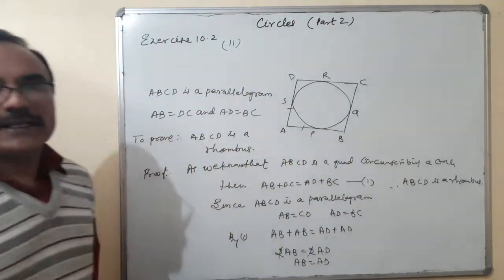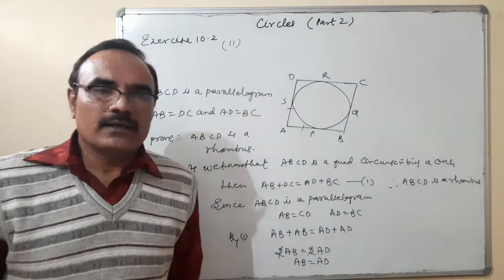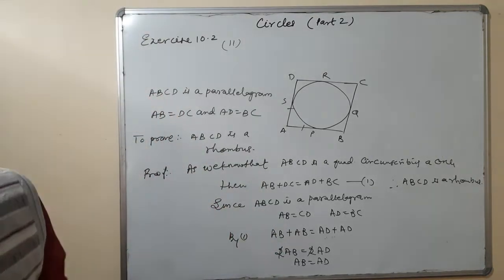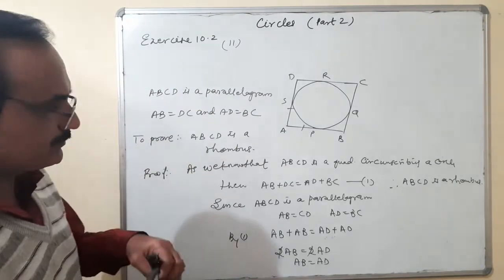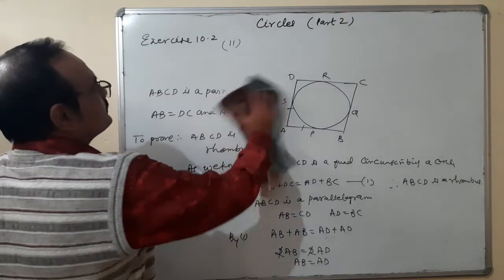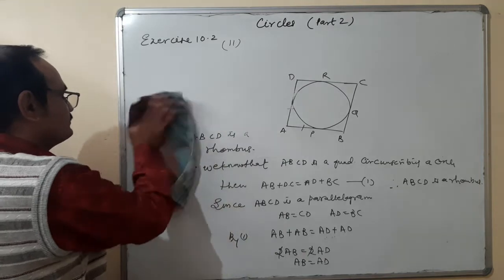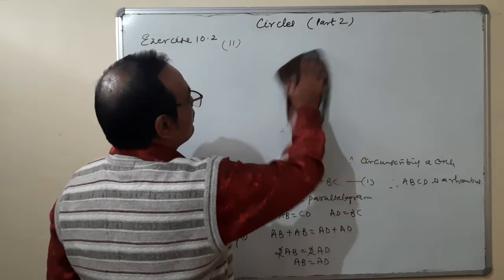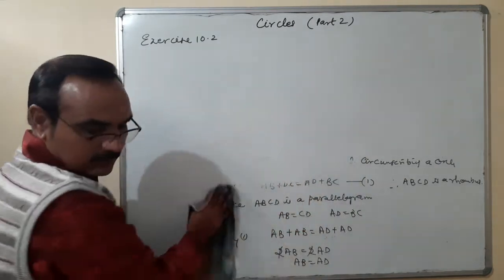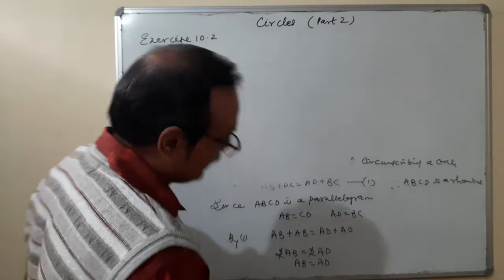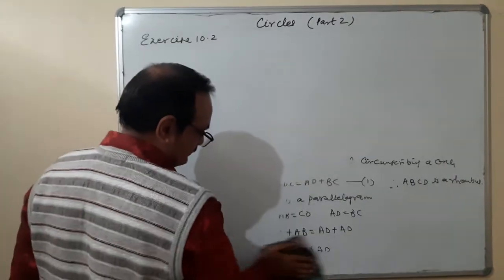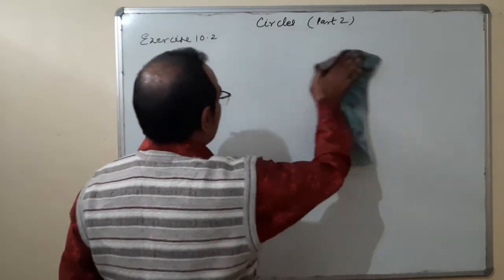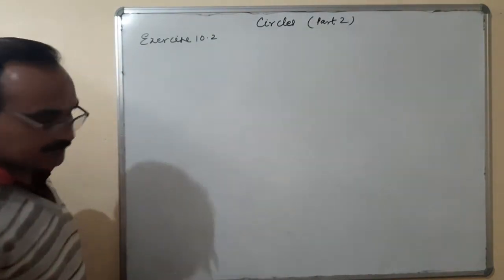So that is question number 11. You can understand this as an extended part of question number 8, in which the 8th question there is a quadrilateral and in the 11th question there is a parallelogram. Now I am taking question number 9. Ninth question.